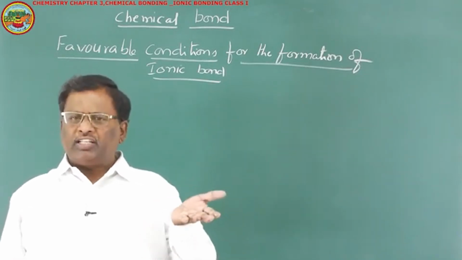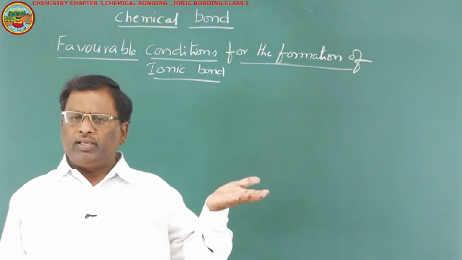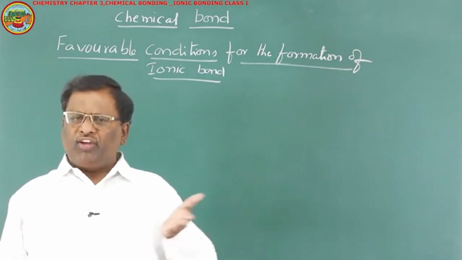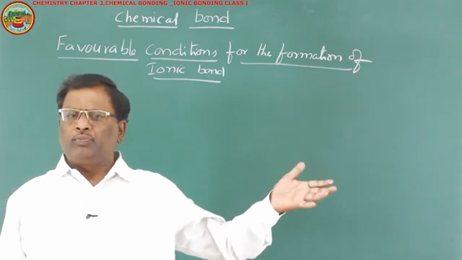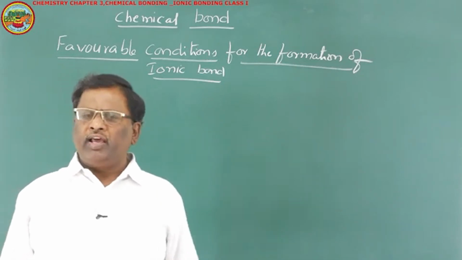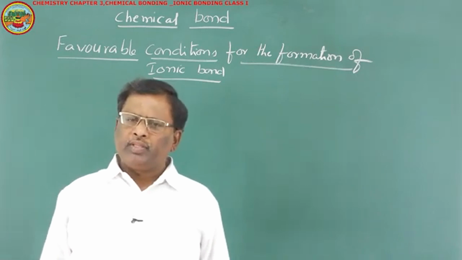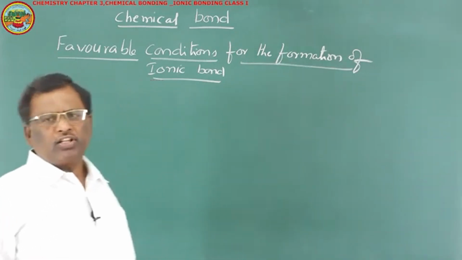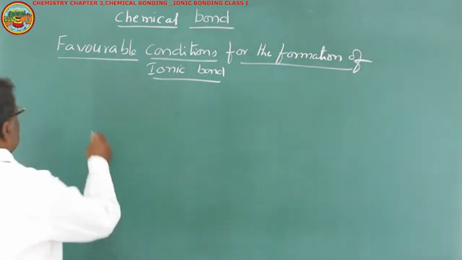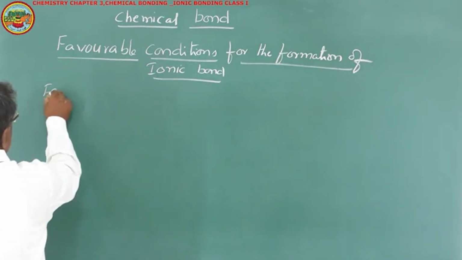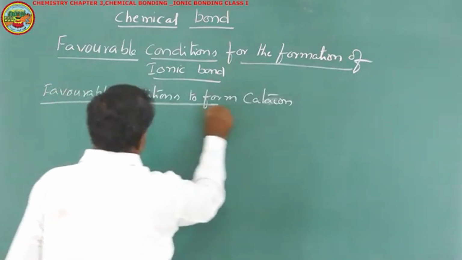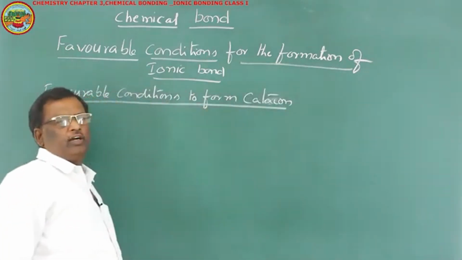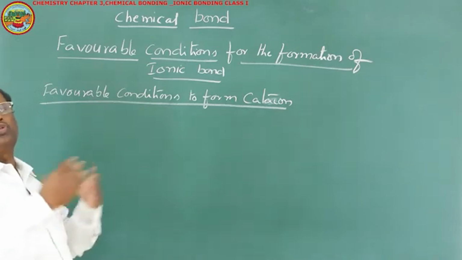So the favorable conditions for the formation of ionic bond are nothing but the conditions that are favorable for the formation of anion and cation. Let us discuss the favorable conditions. What are the favorable conditions for the formation of a cation? A positive ion, cation, is formed when an atom loses one electron.